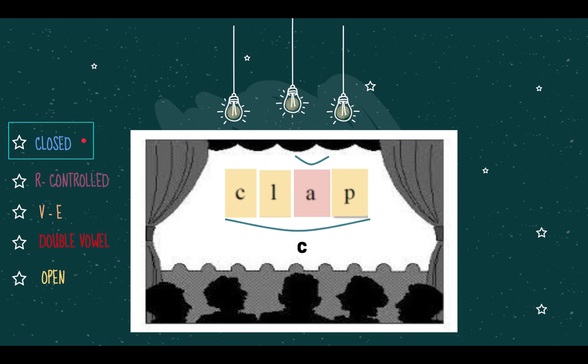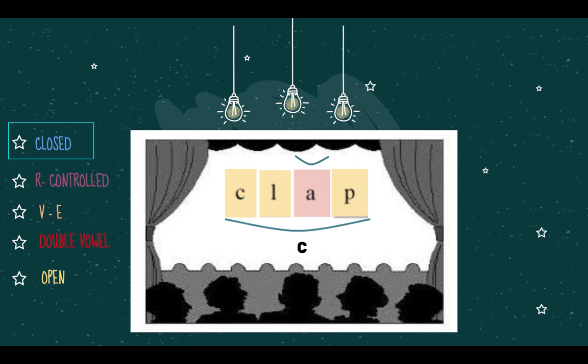Great job. You marked the word clap as a closed syllable type. You put a breve above the A, and you marked it with the letter C for closed. Write another example of a closed syllable type word on your paper and mark it. If you need more time, press pause and keep learning when you're ready.